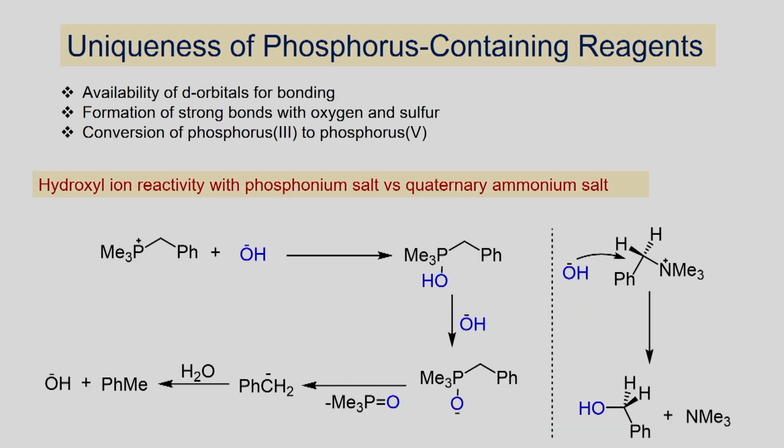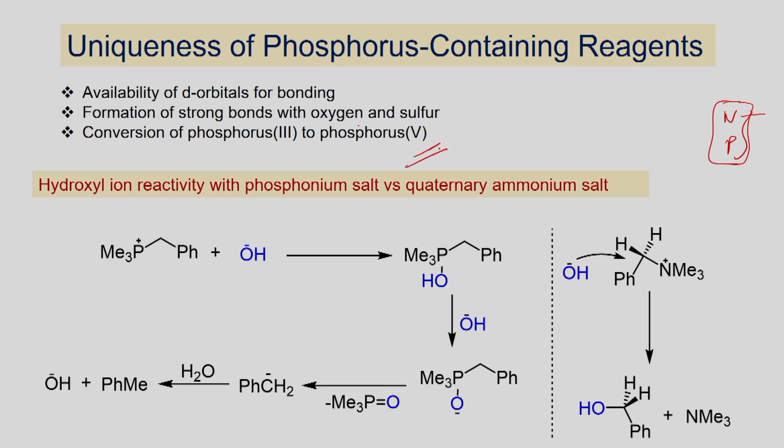Now let us look at the reactivity of phosphorus. If you look at the periodic table, you have nitrogen, then phosphorus. If you compare the reactivity profile of phosphorus with nitrogen, phosphorus has a d orbital which it uses for bond formation. The nitrogen doesn't have it. And phosphorus makes a strong bond with oxygen and sulfur. We have seen several examples where you can see the phosphorus-oxygen and phosphorus-sulfur bond. In addition to that, phosphorus(III) can be readily converted into phosphorus(V).